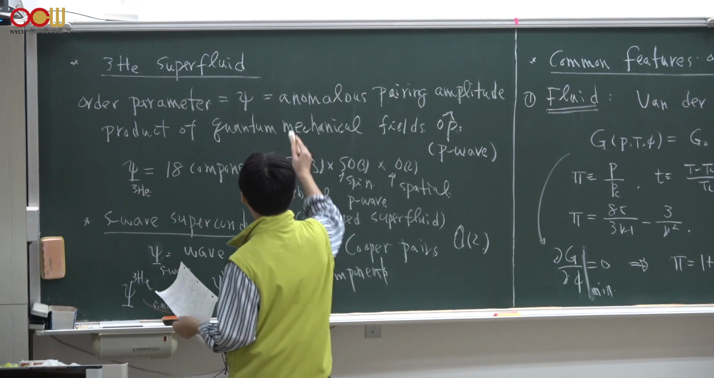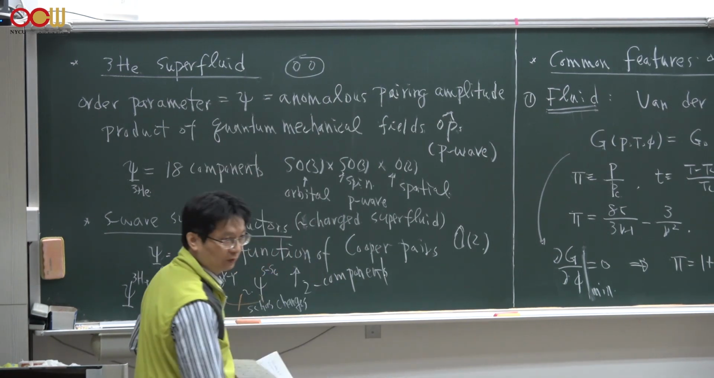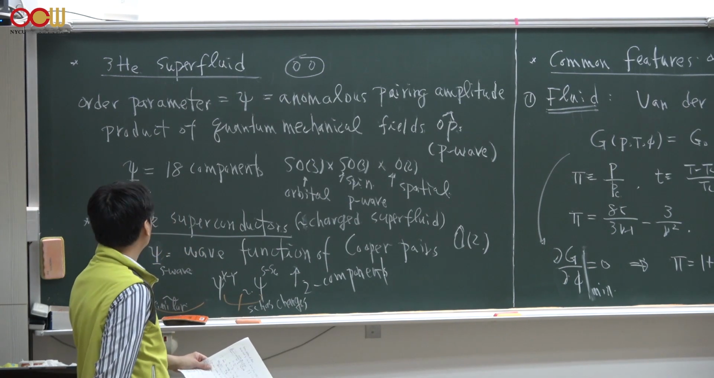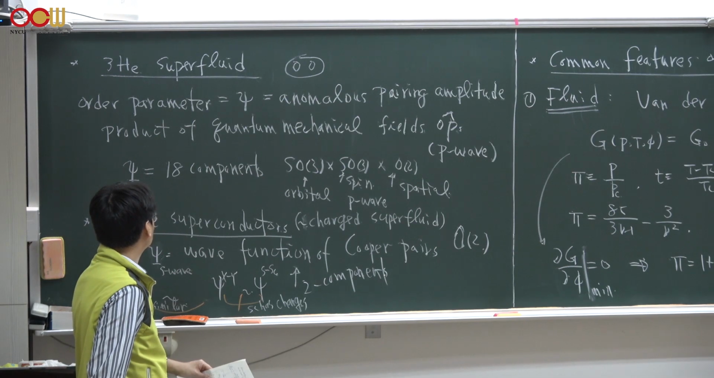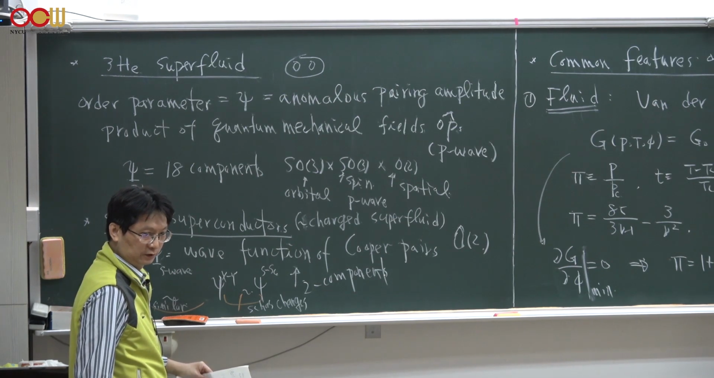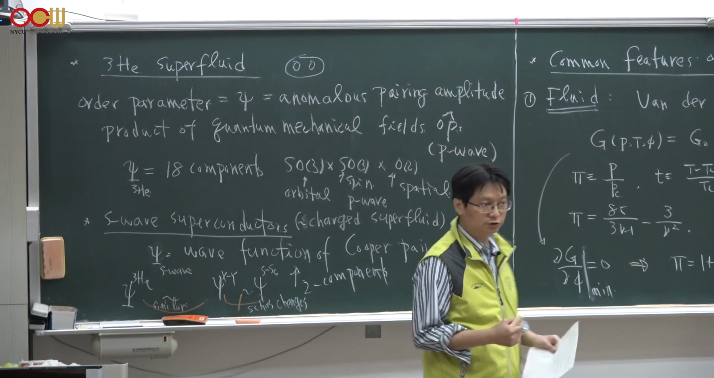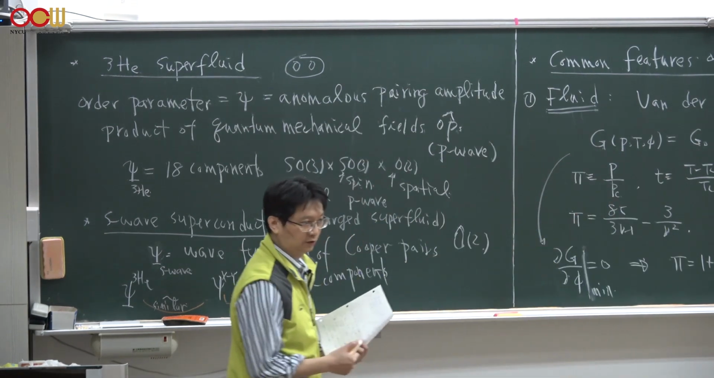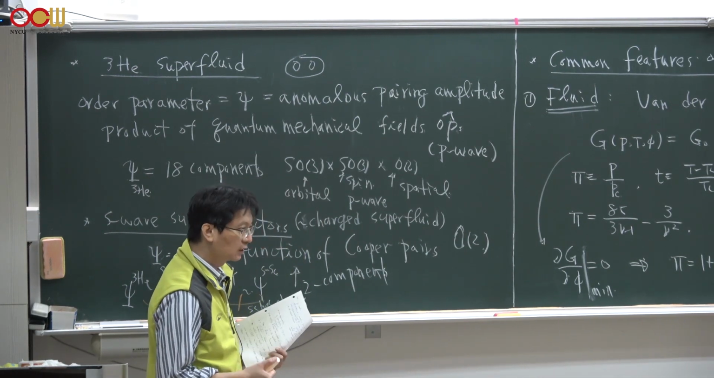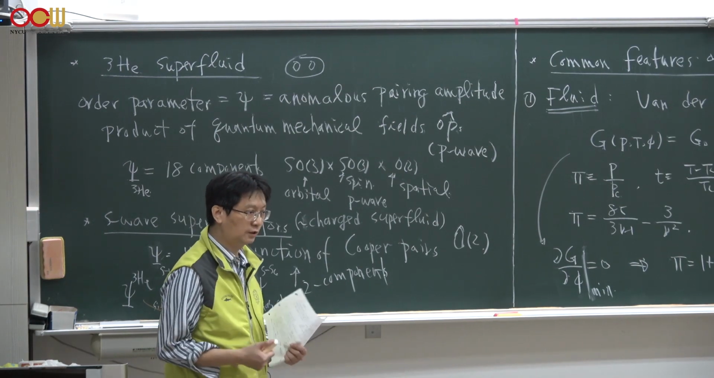So in essence, two such liquid helium-3 particles form a pair, and the wave function which describes this kind of superfluid pairing is called the order parameter of a superfluid, which is an anomalous kind of pairing amplitude, which in the quantum mechanical sense is the product of two wave functions, and these two wave functions effectively generate two particles at the same time, or destroy two particles.